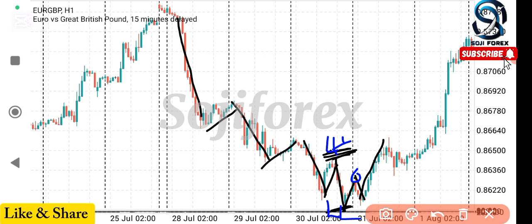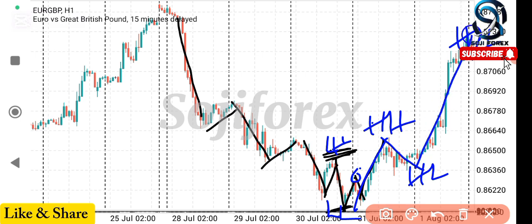So what then do we tag this? This is just an internal liquidity being built up. So here now we begin with our what? Our higher high, higher low, and then higher high. So we can now mark this as our uptrend. Higher high, higher low, higher high. So you can see that. So this falls into all of this movement.